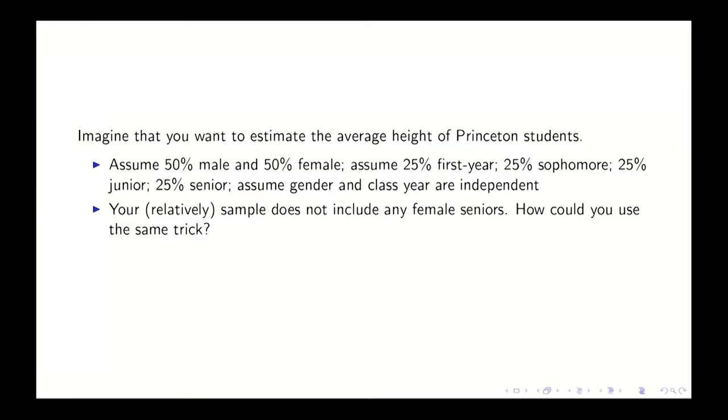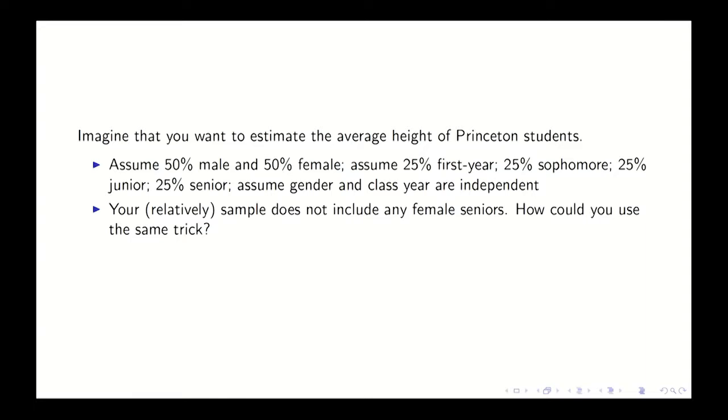Now imagine that you wanted to do the same thing, and you also said, but wait a minute, I know something else about Princeton, which is I know that a quarter of the people are first-year students, a quarter are sophomores, juniors, and seniors. And then further, you're going to assume that each class year is half male and half female. So then you could try to, again, split up your sample into those groups and do the same trick.